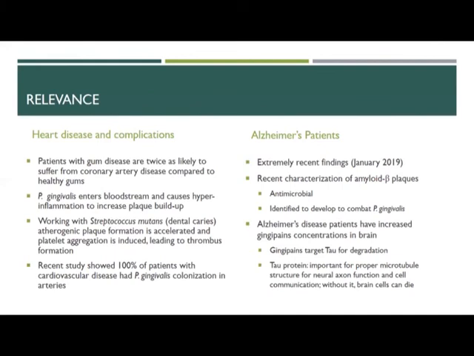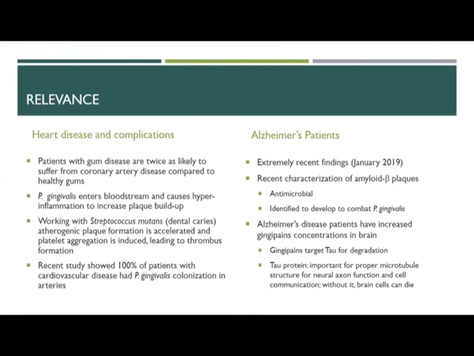So more than periodontal disease and a healthy smile and healthy gums, there is a connection to heart disease and heart complications with P. gingivalis. Patients with gum disease are twice as likely to suffer from coronary artery disease compared to those with healthy gums. P. gingivalis can enter the bloodstream and cause that hyperinflammation, which can increase plaque buildup. So with increased plaque buildup, as well as more of the bacteria being in the bloodstream, it can lead to blocking of arteries with that plaque.